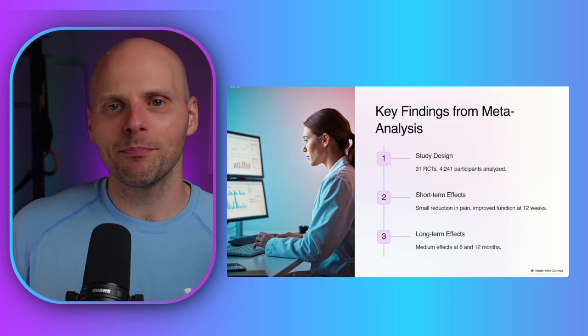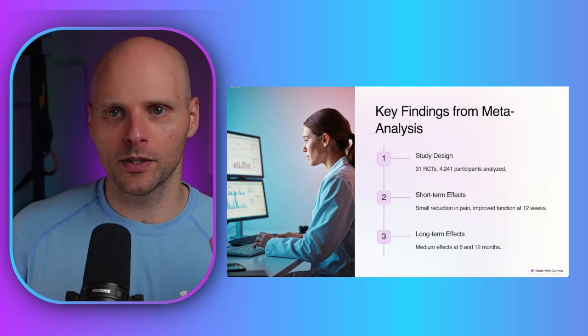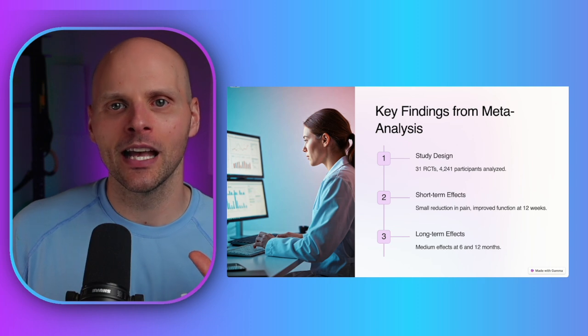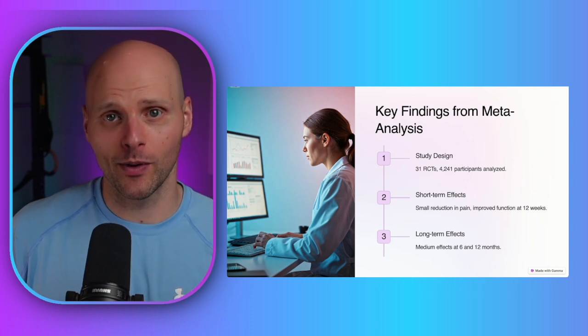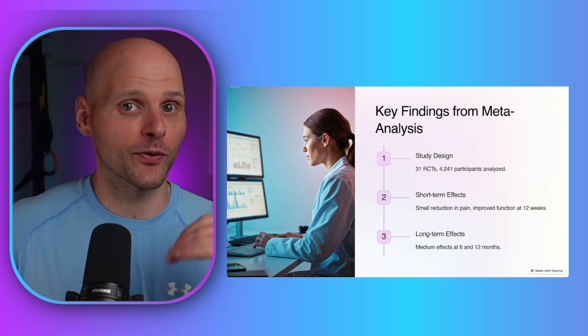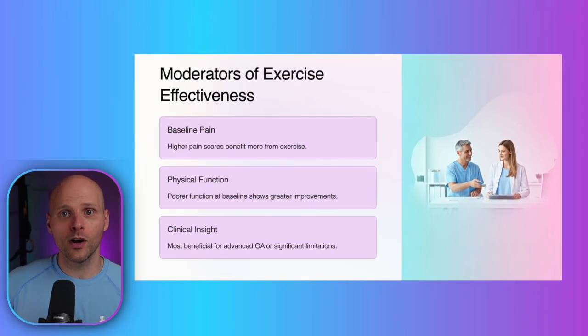However, baseline pain and physical function did seem to influence things as well, meaning people who had higher pain and worse physical function seemed to benefit more from exercise. So that's one of the big takeaways: people who had worse pain and worse function had the most to improve from exercise. So there was significant variability, though, between the responses we talked about.